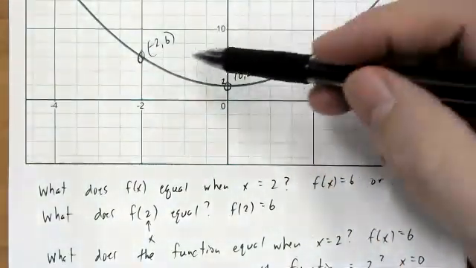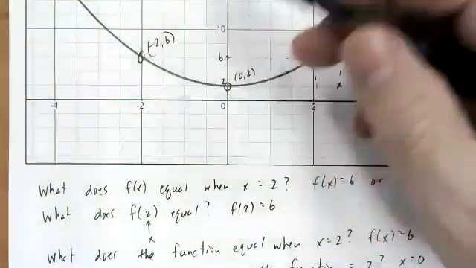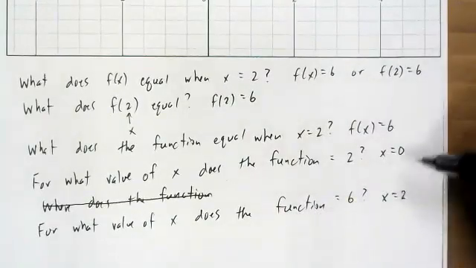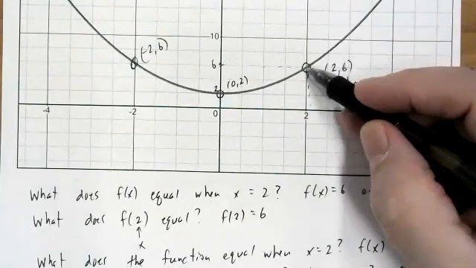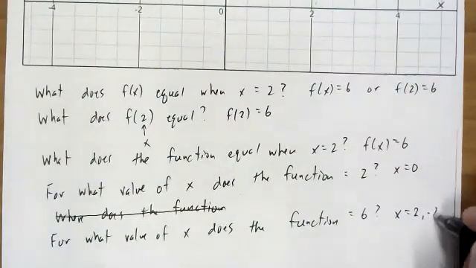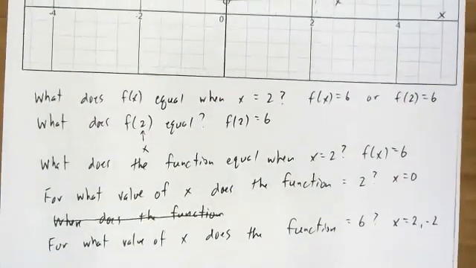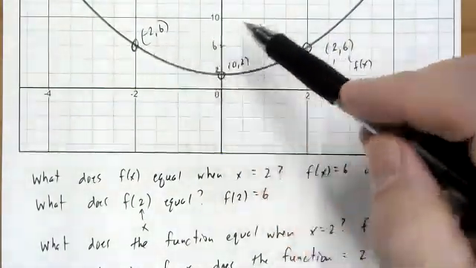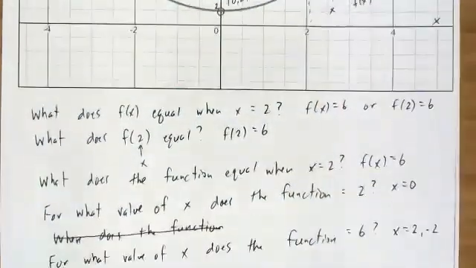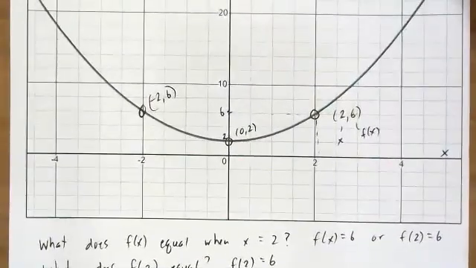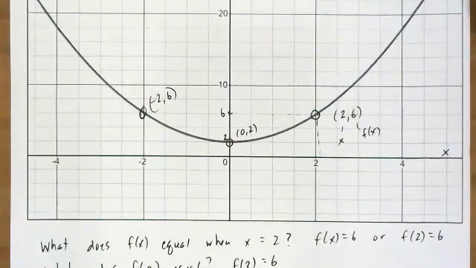I actually have 2 different answers to this question. For what value of x does the function equal 6? Well, x equals 2 for this point. But I also have to say, you know what? X could also be -2. I have to give the solution, the answer for both possible points on the graph. So you'll have that sometimes. Sometimes you'll be asked a question about a graph, and there will actually be more than one answer.